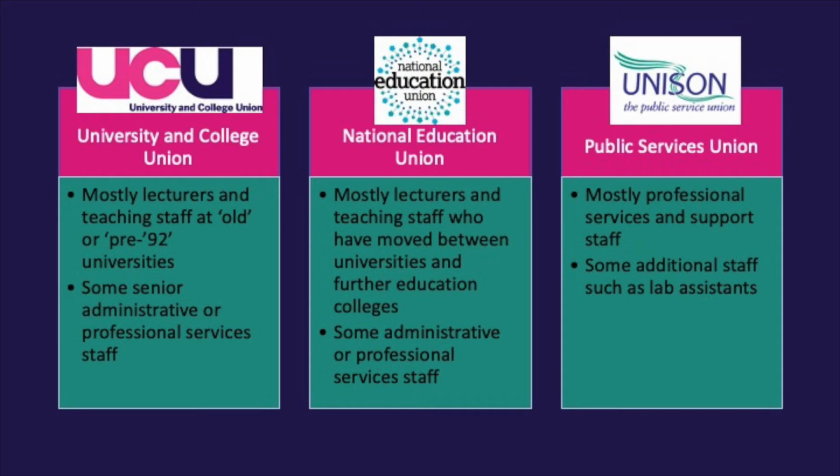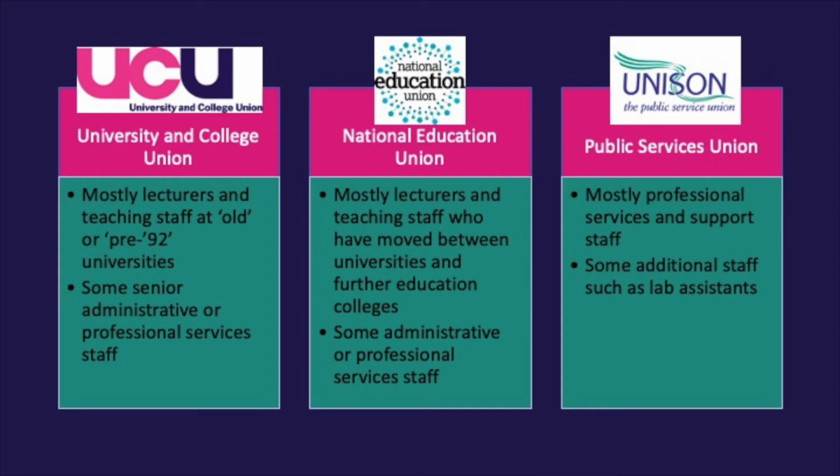The National Education Union, previously called the National Union of Teachers, which then merged with another educational union, is mostly lecturers and teaching staff who have moved between universities and further education colleges, or staff at universities that were originally set up as further education colleges. Again, this includes some administrative or professional services staff who are members. Members of this organisation tend to be associated with the Teachers' Pension Scheme, or TPS.